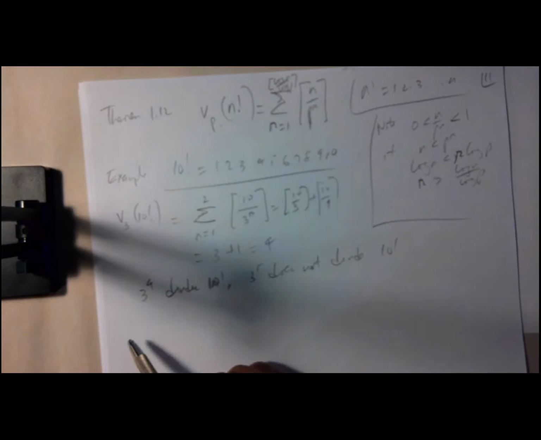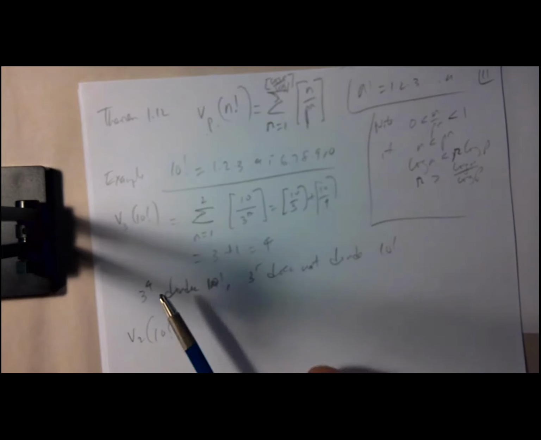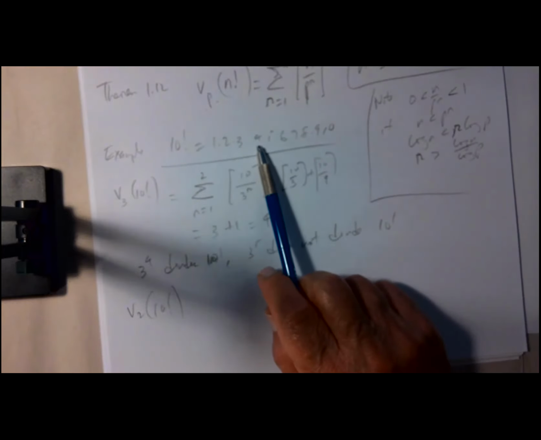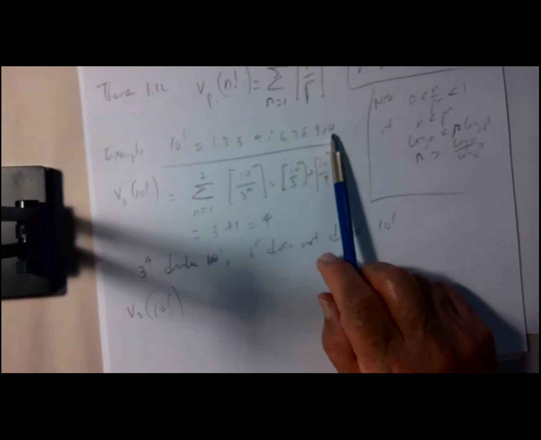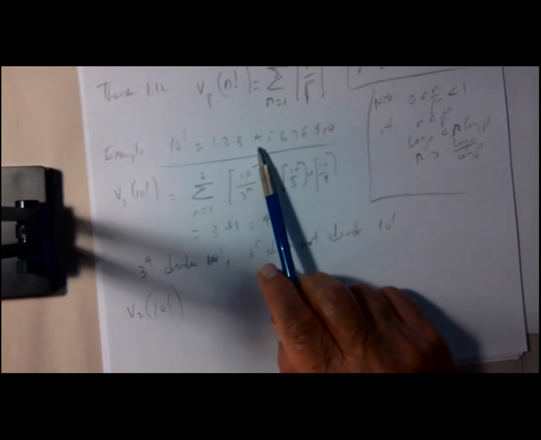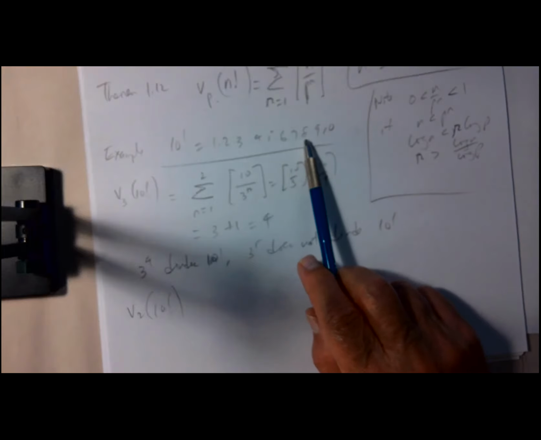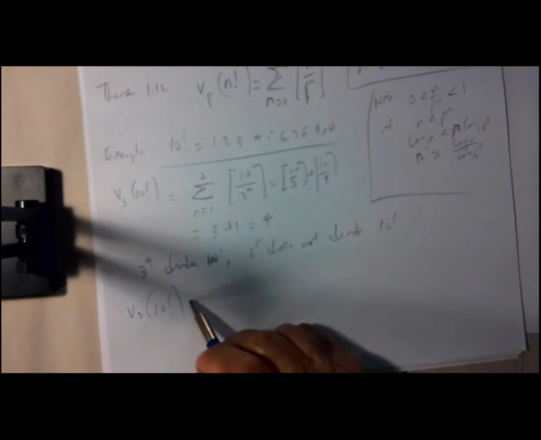Suppose I want to know the power of 2 that divides 10 factorial. Let me just look at this. I have a 2, 2 twos, 1 two, 3 twos, and 1 two. So I have 1 plus 2 is 3, plus 1 is 4, plus 3 is 7, plus 1. This should be 8. So we know the answer is 8. Let's see what the formula says.